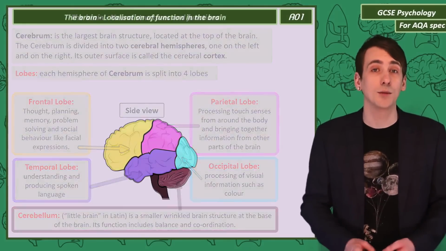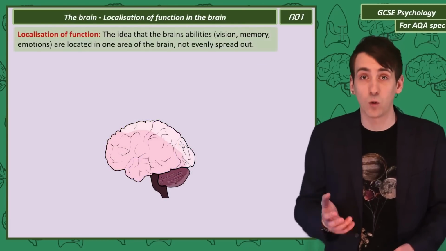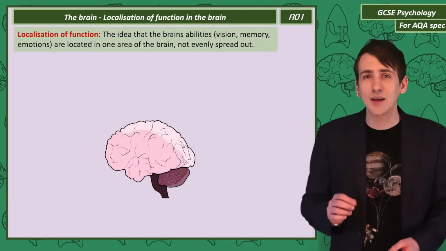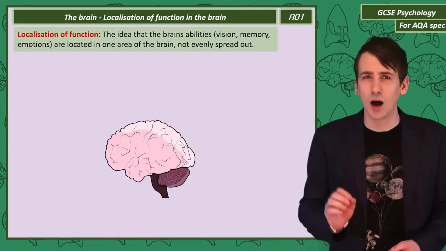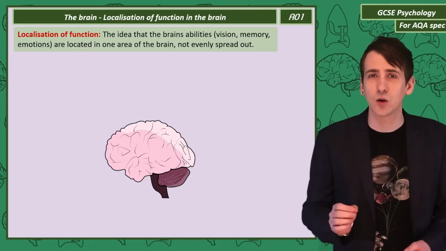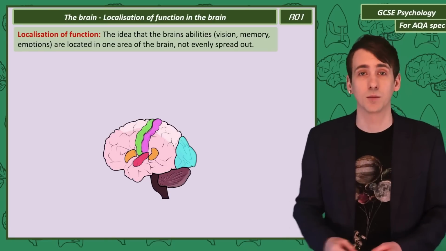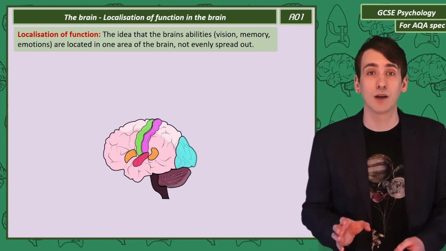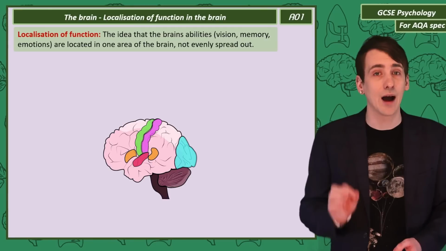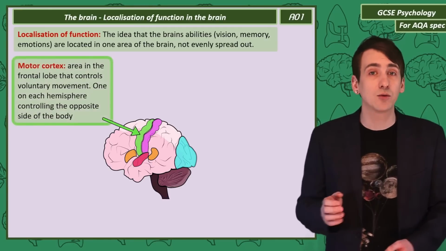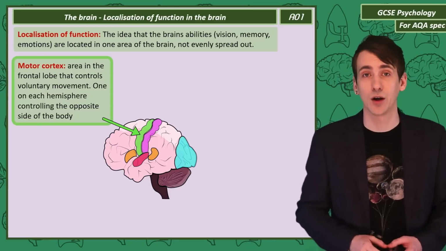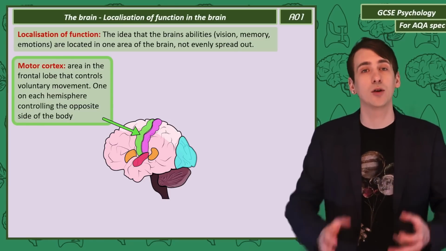Now, I've outlined the lobes and some of their functions, so what they're responsible for. Now, this idea that the brain's abilities are not evenly spread across the brain, but are located in particular places, is called localisation of function. And we should be able to identify a few precise areas of the brain that have particular functions. The motor cortex. Now this runs along the top back of the frontal lobe, and it controls voluntary movement.